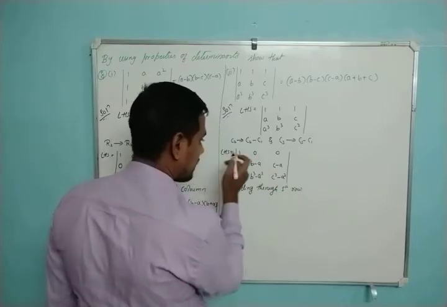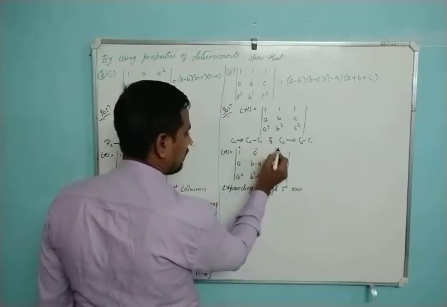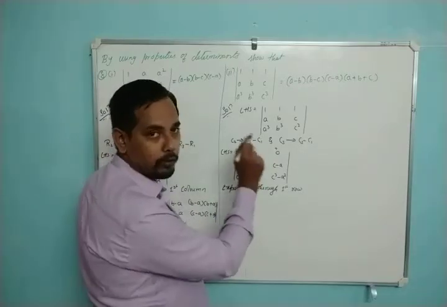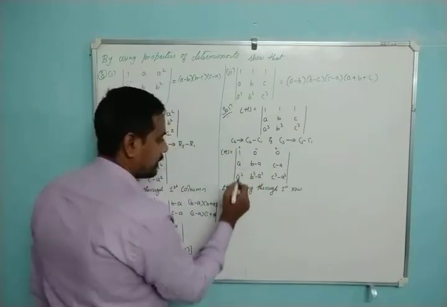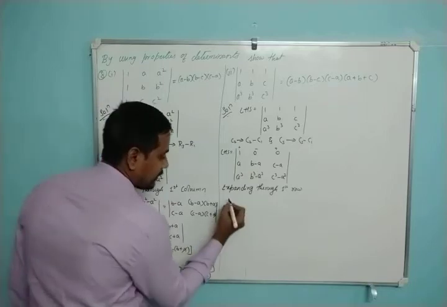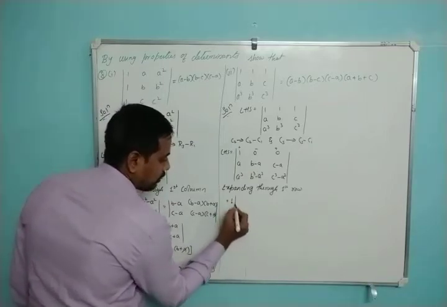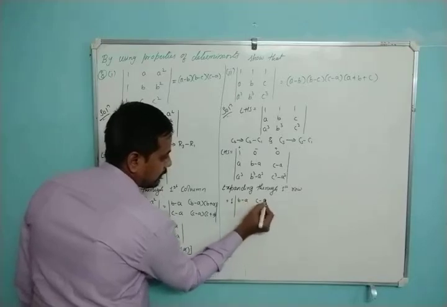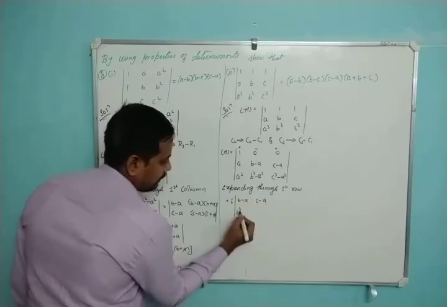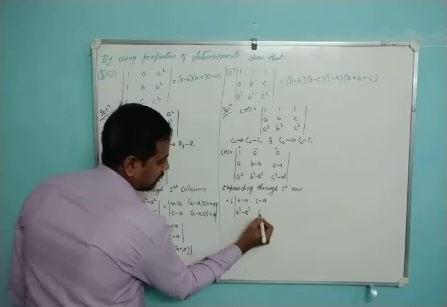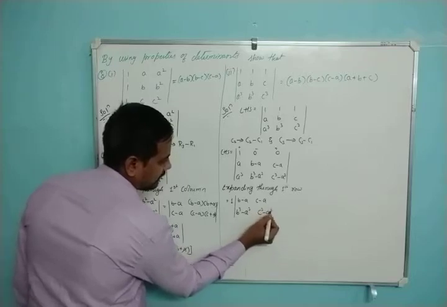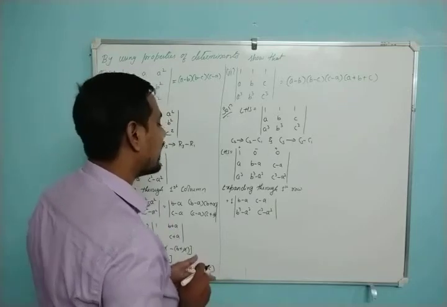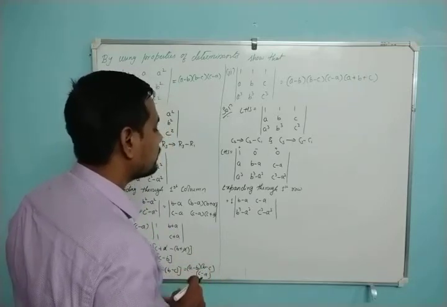Plus minus plus. So 1 is there in first row and first column, so leave first row and first column. What remains? B minus A, C minus A. This will be 1 into the determinant with B minus A, C minus A, B cube minus A cube, C cube minus A cube. Right? B cube minus A cube and C cube minus A cube.